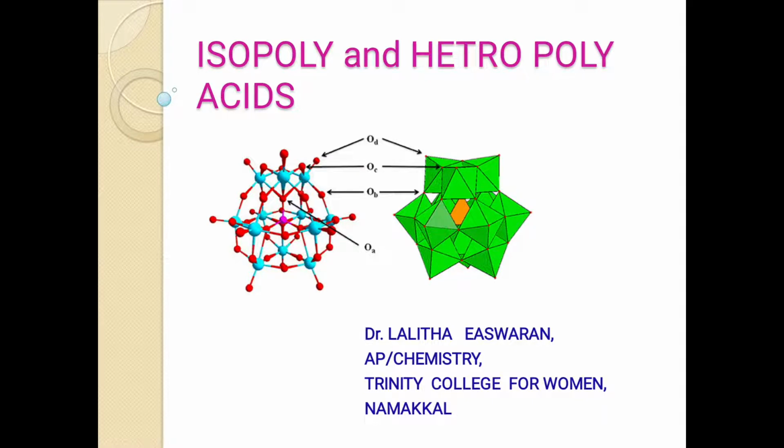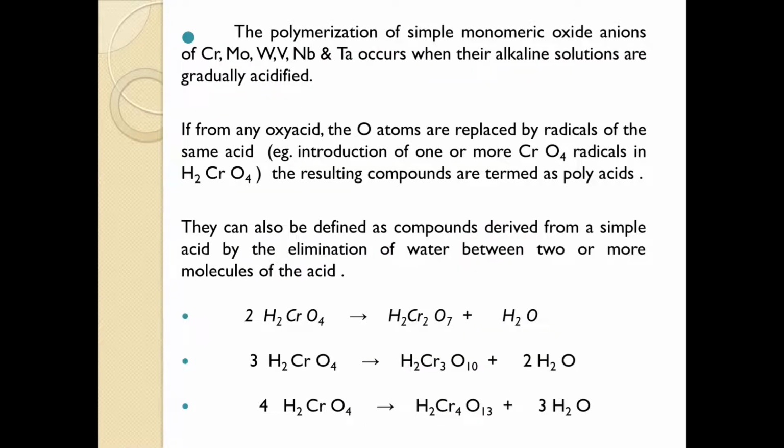I'm going to explain about isopoly and heteropoly acids. The polymerization of simple monomeric oxide ions of chromium, molybdenum, tungsten, etc. occurs when their alkaline solutions are gradually acidified.